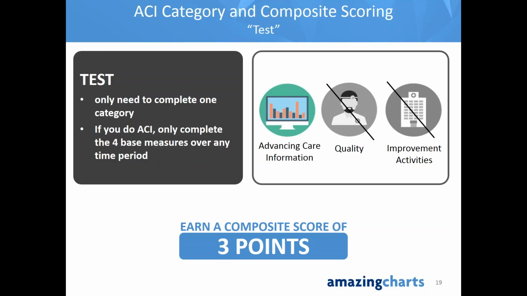And just as a side note, if you're taking the test path, ACI may not be the easiest of your 3 options. It all depends on what activities you do today. So we suggest you explore the other options available to you in the quality or improvement activities categories first, because you may find that there's significantly less effort involved by taking one of those paths if you're opting to just not take the penalty in 2019.